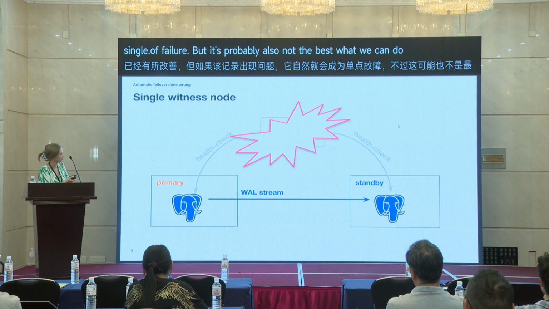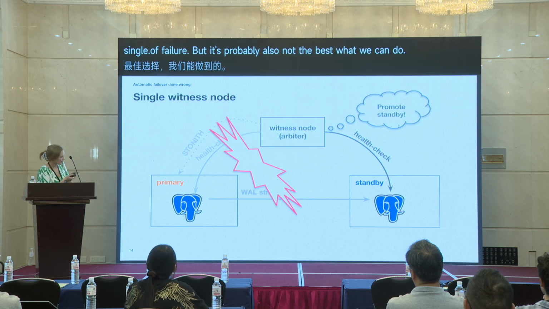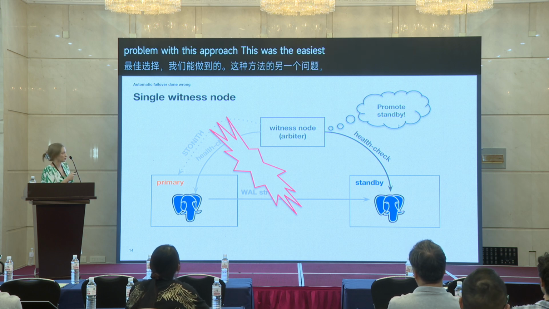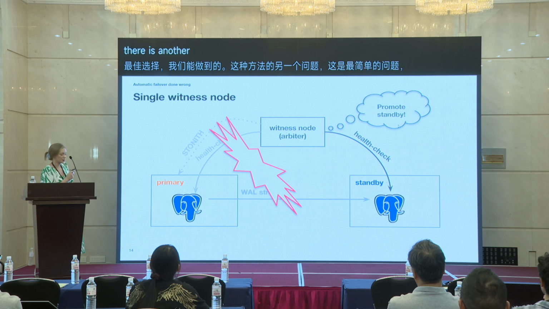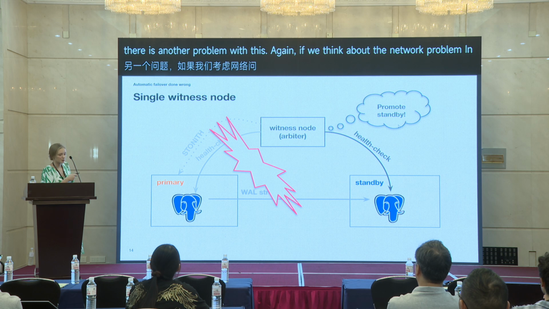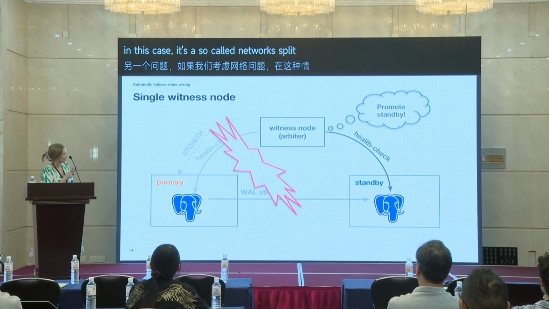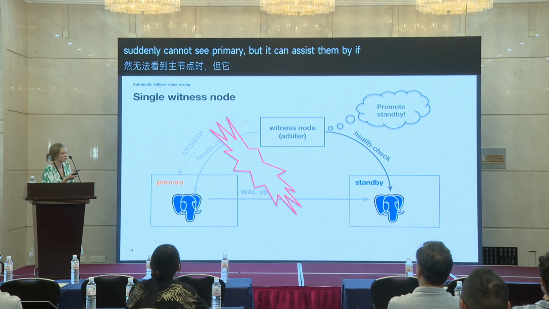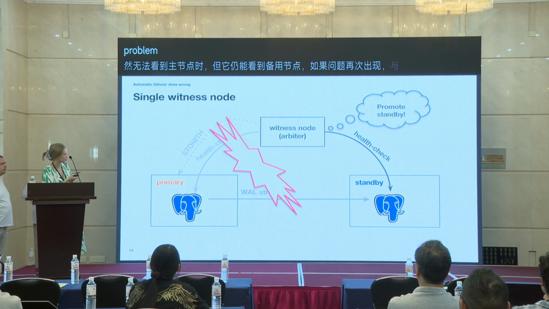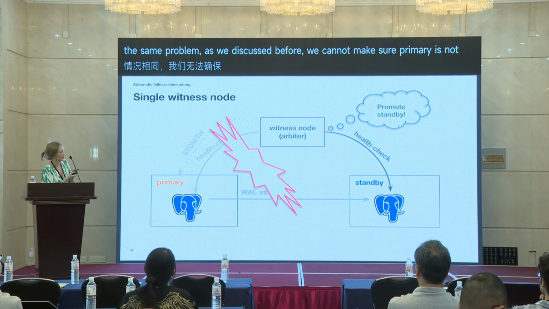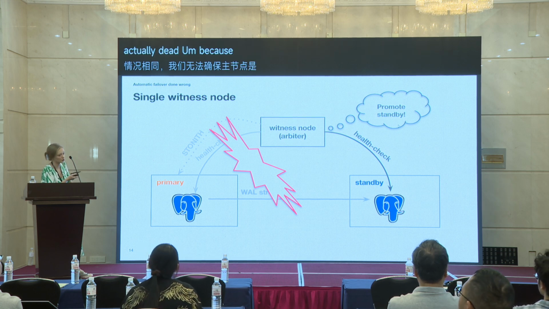Another problem with this approach, this was the easiest problem, but actually there is another problem with this. Again, if we think about the network problem, in this case it's a so-called network split, when our witness node suddenly cannot see primary, but it can see standby. It's again the same problem as we discussed before, we cannot make sure primary is actually dead, because it might be that it's just not reachable.